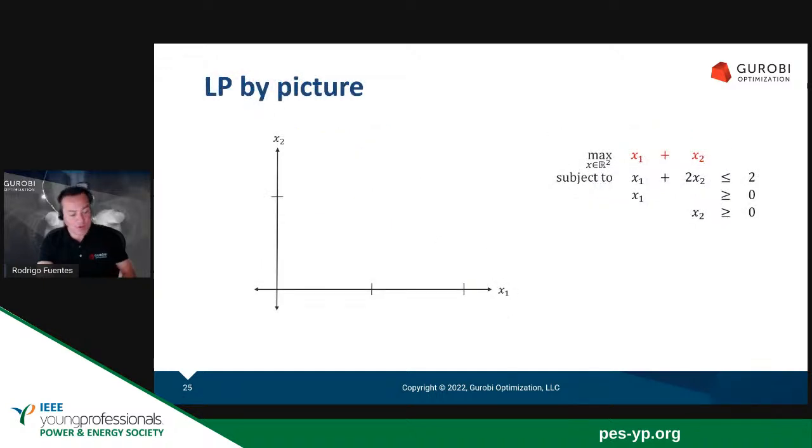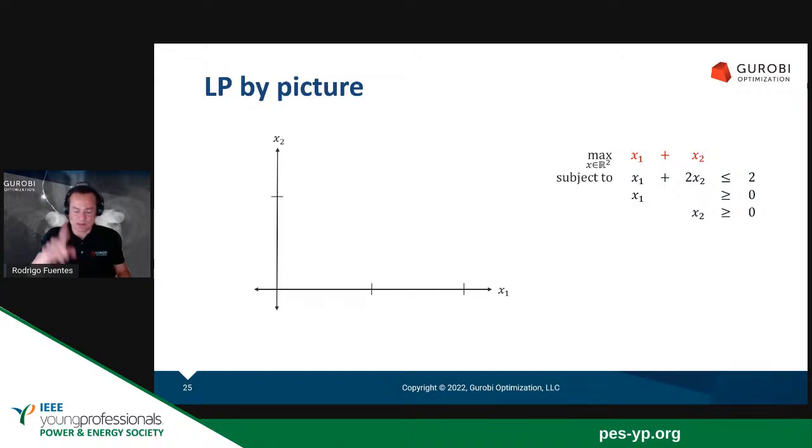If most of you are like me, I prefer sometimes when possible to see graphics, because they can provide an intuitive sense of what a problem is. And this is not just optimization, it's any sort of problems. So let's take this problem that we see here. We want to maximize over a two-dimensional grid over R2, x1 plus x2.